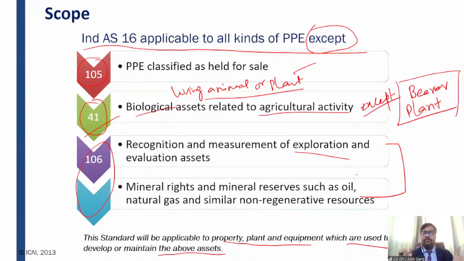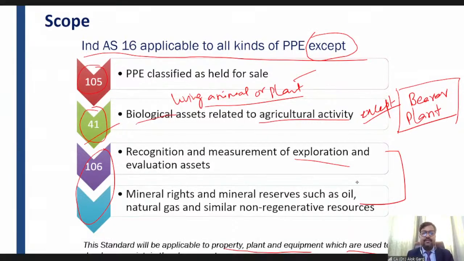So PPE which is classified as held for sale is not covered under Ind AS 16. Biological assets related to agricultural activity are not covered under Ind AS 16. Recognition and measurement of exploration and evaluation assets, mineral rights, mineral reserves such as oil, natural gas, and similar non-regenerative resources are also not covered under Ind AS 16 because they are covered under Ind AS 106. But if the PPE is used to develop or maintain such assets, then Ind AS 16 will be applicable on those items, right? Clear?